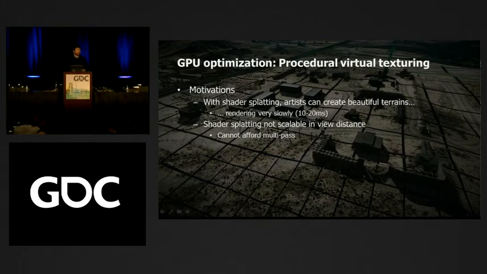Another thing with shader splatting is that it doesn't scale with view distance. The higher view distance you have, the bigger the triangles or the primitives, and the harder it will be to generate those shader permutations because you'll bring in more and more terrain layers. And eventually, at a certain distance, it just breaks down. The shader permutations become too complex.